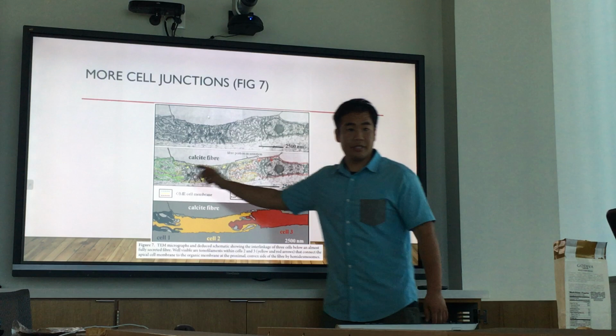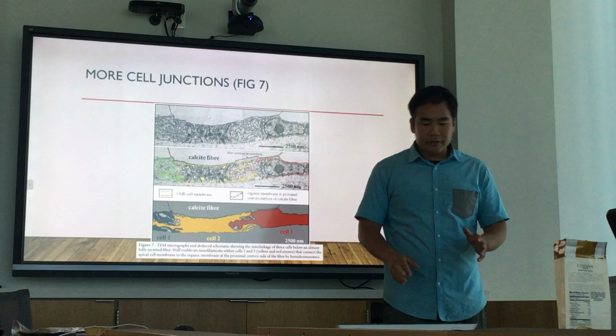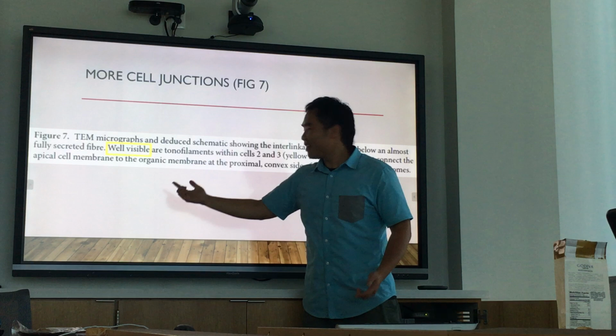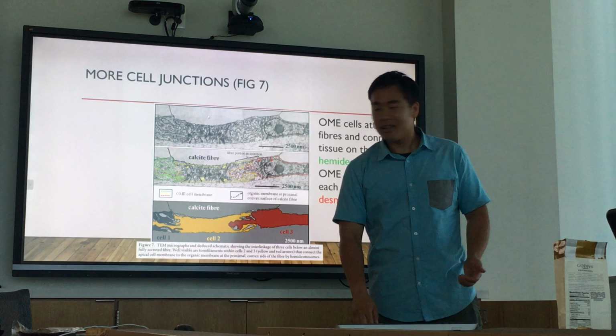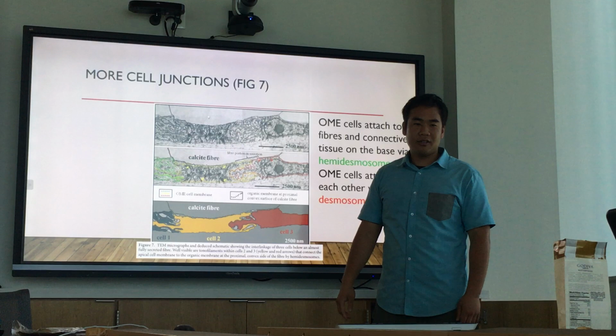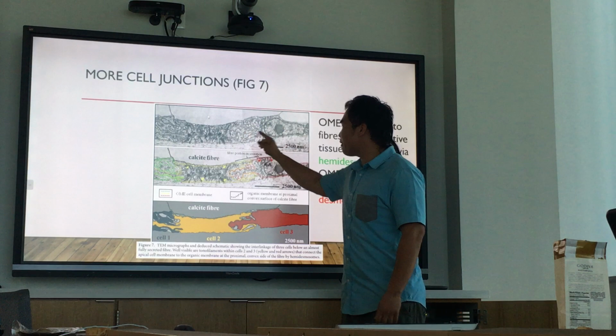And I just want to take this second to point out the biggest joke of this paper. Let's read the little caption together. TEM micrographs, layer linkage, well visible are the tonofilaments. I can't see anything. If you're asking about tonofilaments? No, I'm talking about the well visible part. That's the biggest joke of this paper. If you look at this, that's a nucleus. Looks like it. That's all I can say. This is probably rough ER. I didn't know that it was actually a cell boundary.